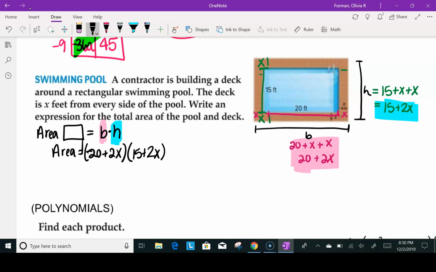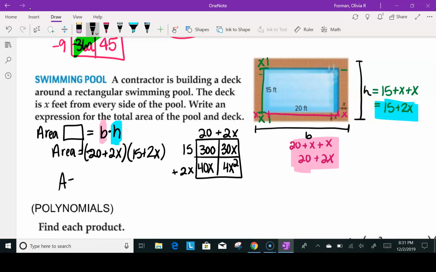Here it's just two binomials being multiplied together then. So you're just going to either do your box method, do your horizontal method, whatever it is that you want to do. It's just another 2 by 2 one, 20 plus 2x, and 15 plus 2x. 15 times 20, we end up with, I believe, 300. 2x times 15, we get 30x. 20 times 2x is 40x. 2x times 2x is 4x squared.